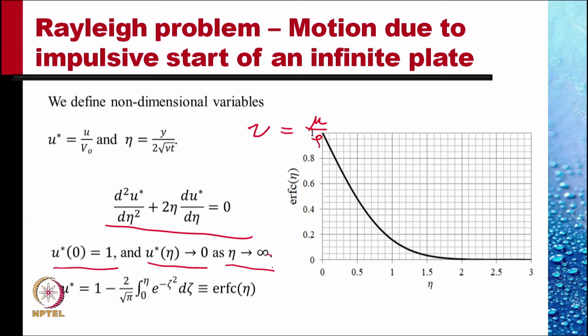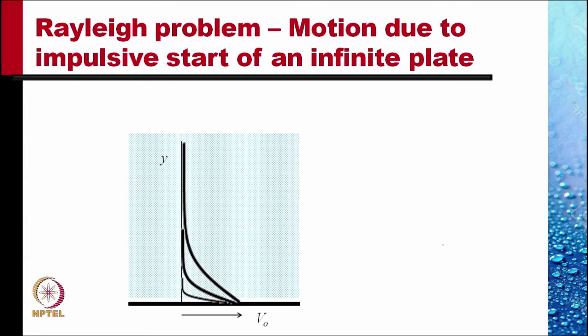The complementary error function at eta is equal to 0 is 1 and it decreases very sharply into a value about 1.8. It has reached a value less than 1%, less than 0.01. Error function eta represents u star, the non-dimensional velocity. We plot this as the velocity profile on the plate in the regular coordinates.